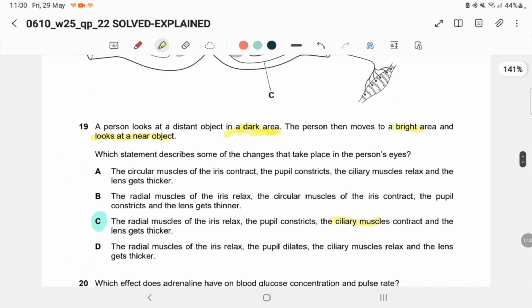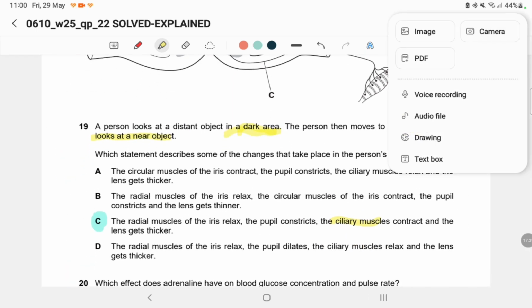Now let us draw a diagram of the eye, to help you understand it. You are moving into a bright room. In order for your eye to protect you from the high brightness of the lamp or the sun, the radial muscles will relax, causing the circular muscles to contract, narrowing the pupil of the eye. So the pupil constricts, so the pupil narrows.